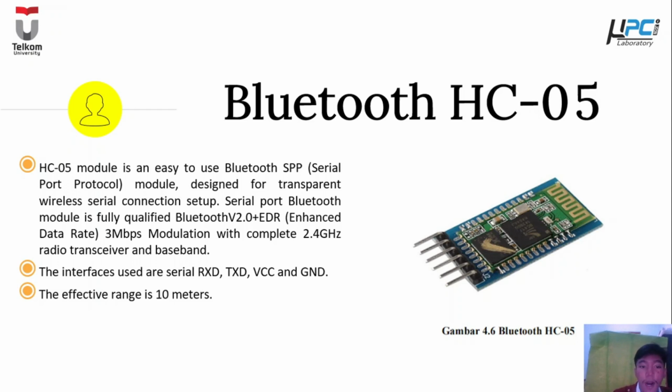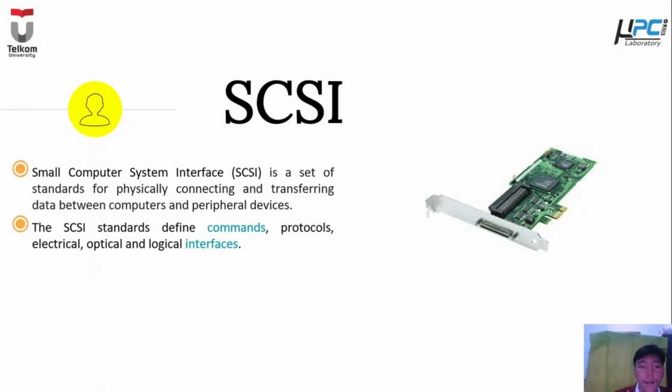The interface pins used are serial RXD, TXD, VCC, and ground. The effective range of this module is 10 meters. Another example is SCSI, or Small Computer System Interface. It is a set of standards for physically connecting and transferring data between computers and peripheral devices. The SCSI standard defines commands, protocols, and electrical, optical, and logical interfaces.